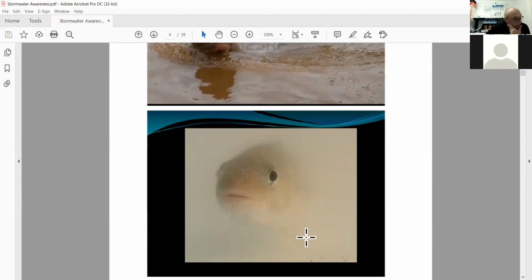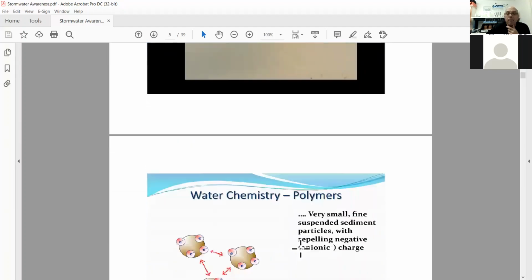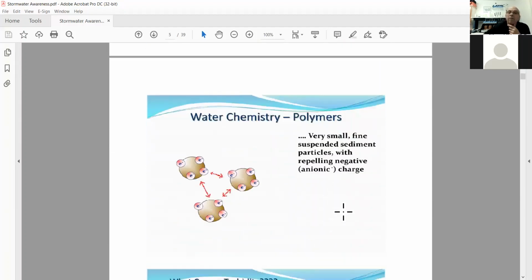So now, the primary factors why water stays dirty over extended periods of time. Here we have very small, fine suspended sediment particles with a repelling negative charge. That is the primary mechanism that is keeping your water dirty for extended periods of time. This negative charge repels one another. They don't want to come together to form a larger product that will settle.